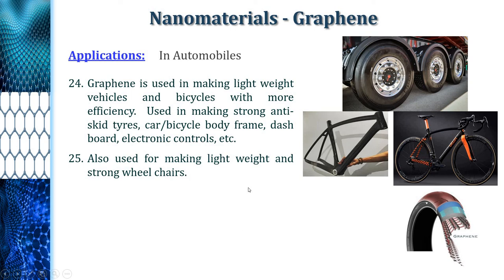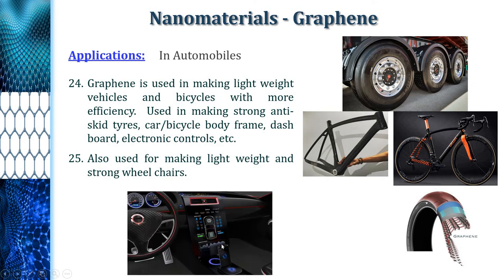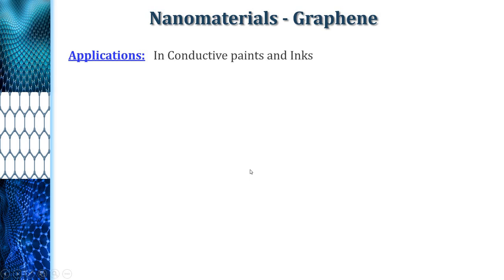It is also used for making lightweight and strong wheelchairs. So this is the bicycle framework. Then the dashboard and electronic controls used in the car, and the lightweight strong wheelchair made of graphene. So this is still not the end of the applications of graphene. It is also used in conductive paints or corrosion-resistant paint, and also in inks and pigments.